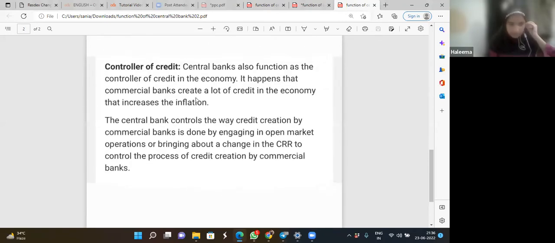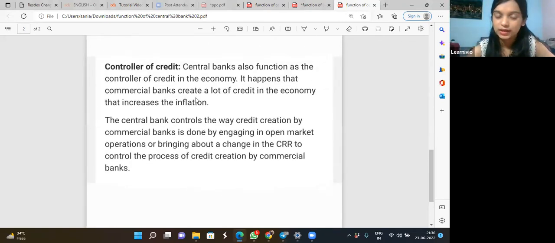Okay. So basically, we are done with 4 functions, right? The first one was banker's bank as a supervisor, then government's bank. And then the last one was the currency issue authority they have. So basically, now the next function is controller of credit.